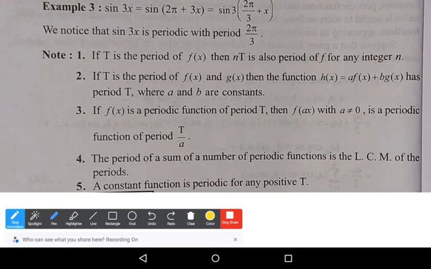The period of the sum of a number of periodic functions is nothing but the LCM of the periods. And also, the constant function is periodic for any positive T. The constant function is also a periodic function, with any positive capital T.